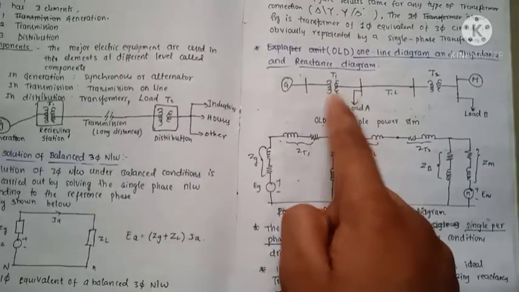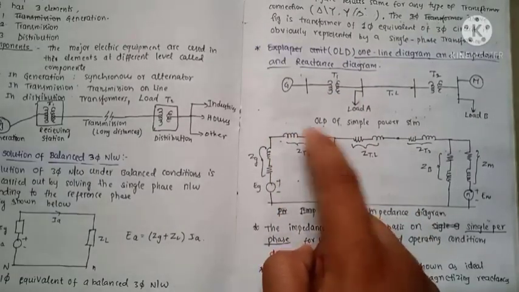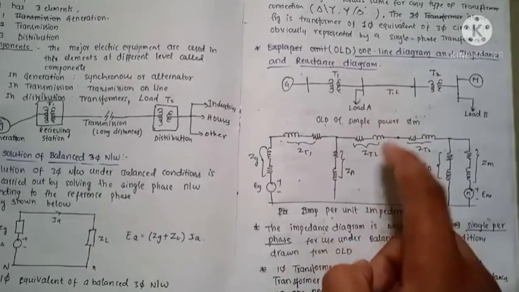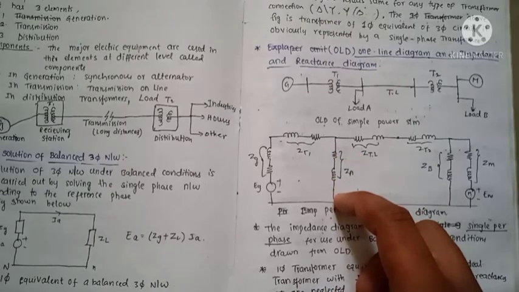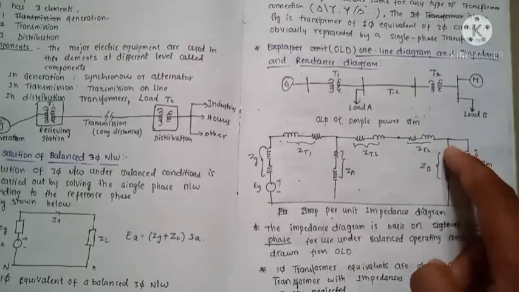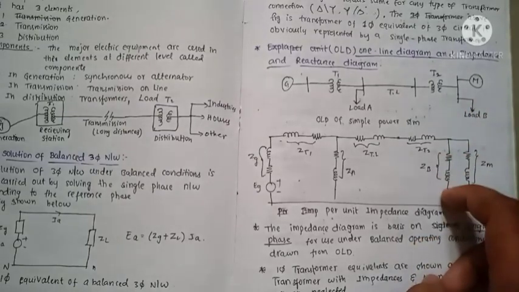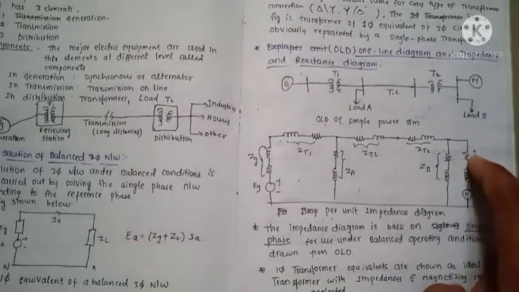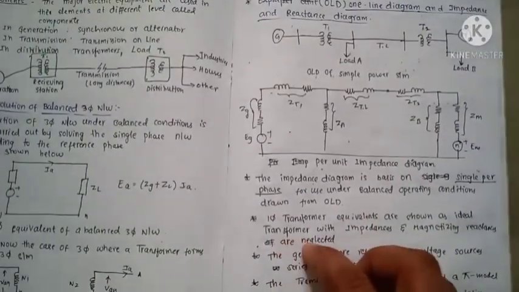Next, the T1 transformer. The T1 transformer reactance and resistance constitute the impedance of T1. Similarly, the transmission line and load A. Load A impedance is always connected in parallel to the circuit. And here also ZB, this is ZB, the impedance of load B, and this is the T2 transformer impedance, and this is also the motor impedance. This is EM, the motor voltage.